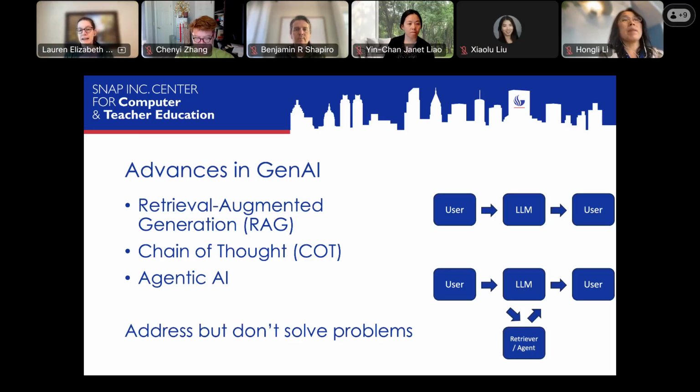And then agentic AI is the big one currently. My impression is that people seem to think that agentic AI is just going to solve all of our problems with generative AI. And I think what is really happening is that it's solving one of the biggest misconceptions about generative AI, which is that it's a computer that can talk.